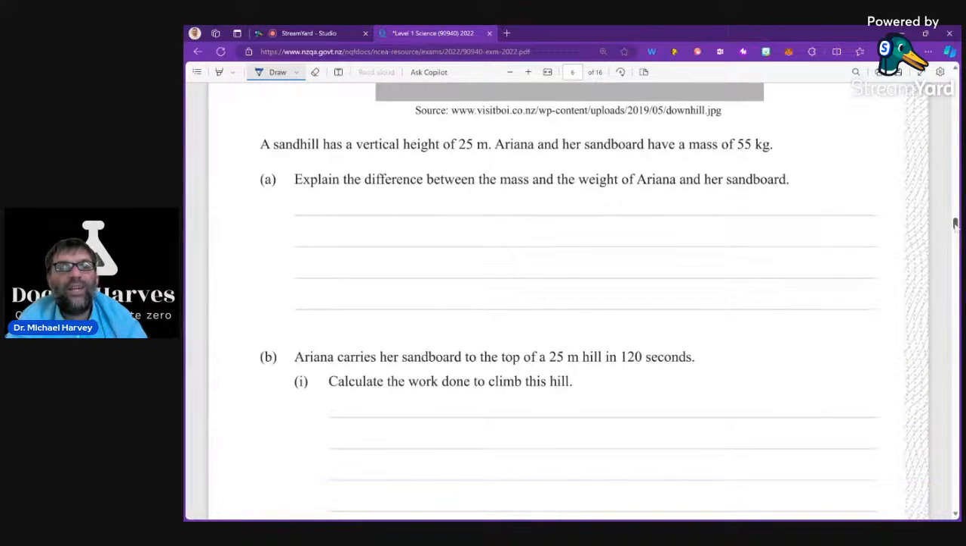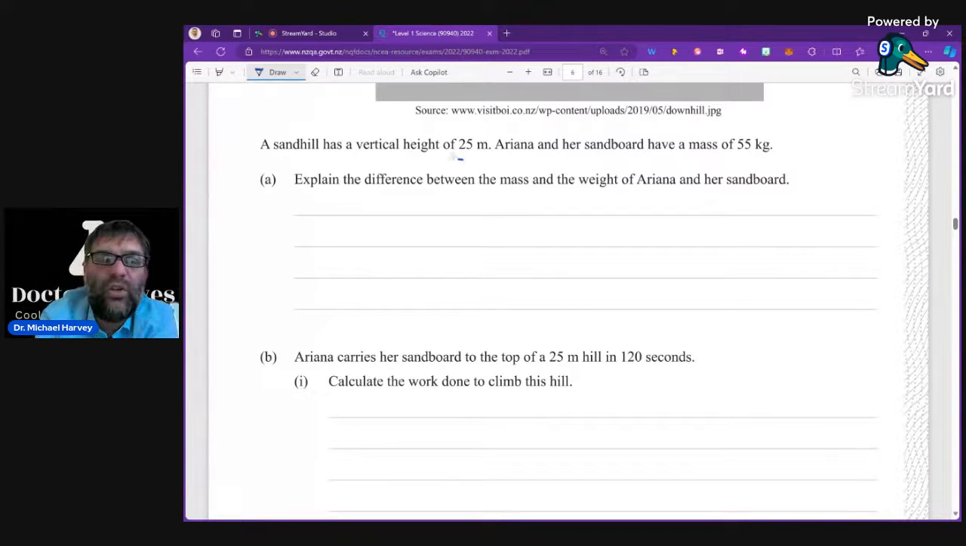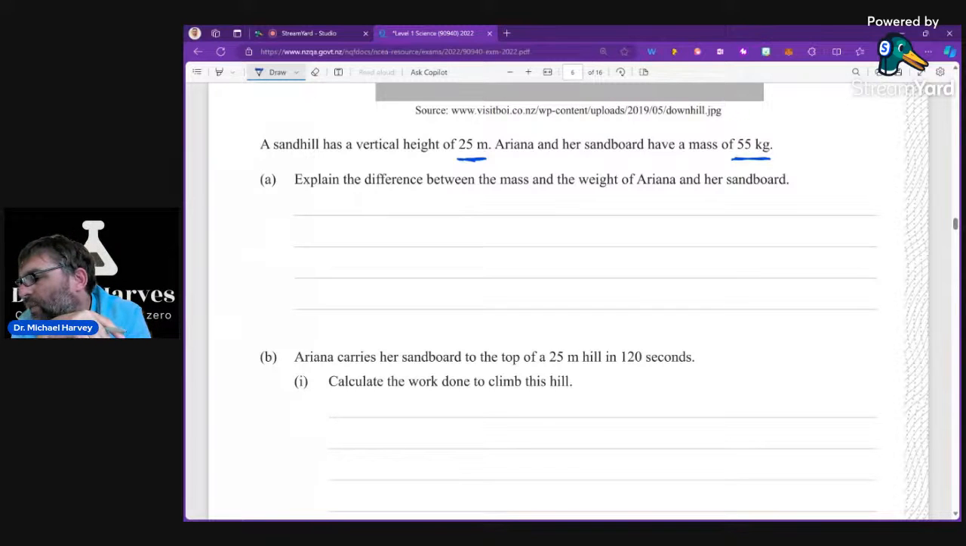Okay, so you've got a sand hill that has a vertical height of 25 meters, and Ariana and her sandboard have a mass of 55. So again, you're kind of just thinking about what kind of equations we will be using. We're talking about a distance here, and we've got a mass. So this is the classic question usually used in NCEA 1, being able to explain the difference between mass and weight. I think, as a general rule, that's always going to be asked as a question.